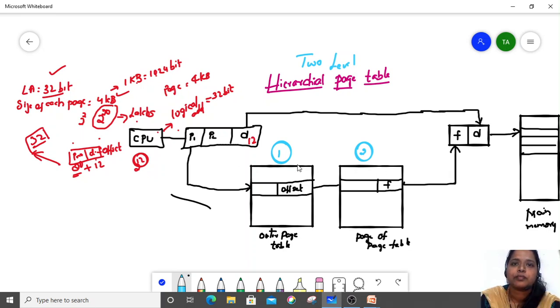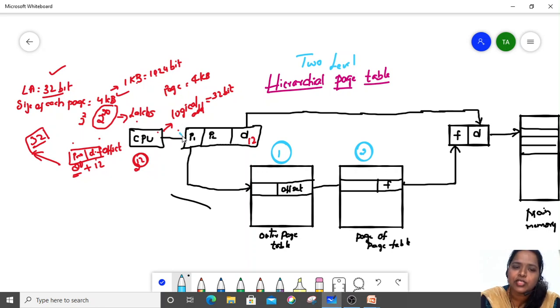Fine. So when we have this 2-level paging, as shown in the diagram before, it is very difficult to store the entire page in a single page table. So that's the reason we have gone for multiple page tables. So here the CPU is going to generate a logical address. So the logical address is going to be generated.